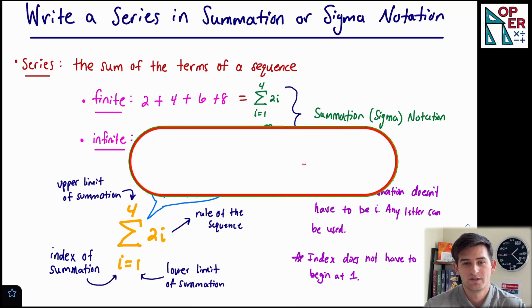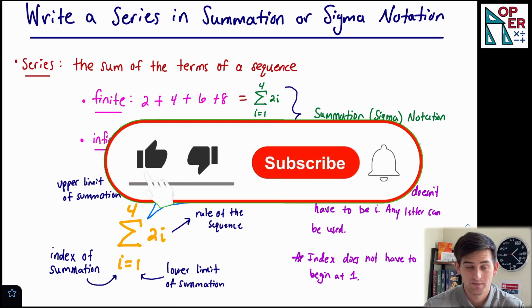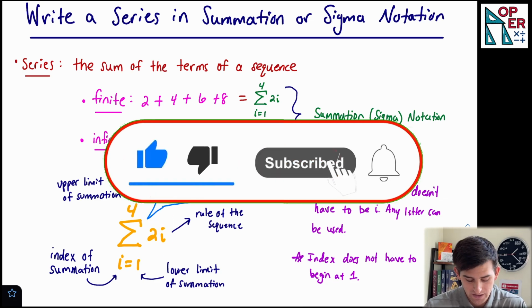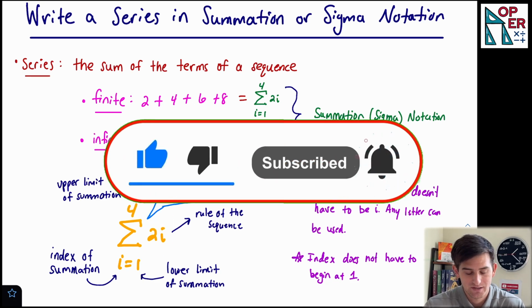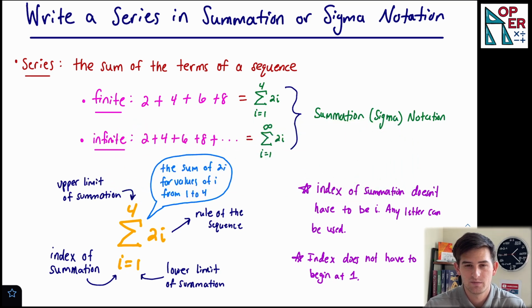Hello everyone, in this video I want to talk about how we can write a series in summation or sigma notation. So first of all, what is a series? The series is just the sum of the terms of a sequence. So we've looked at sequences before in Algebra 1, even in Algebra 2. And so now we're just going to take the terms of the sequence and we're going to add them together, and that's going to give us our series.